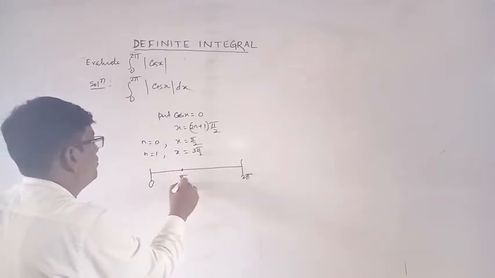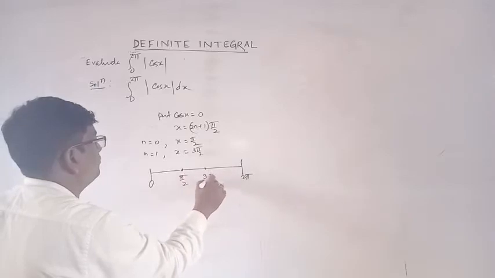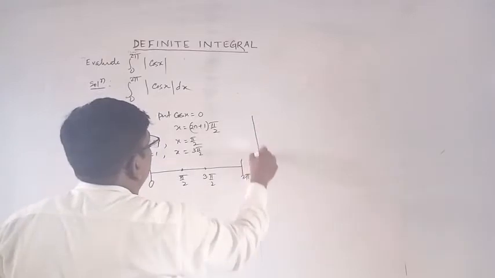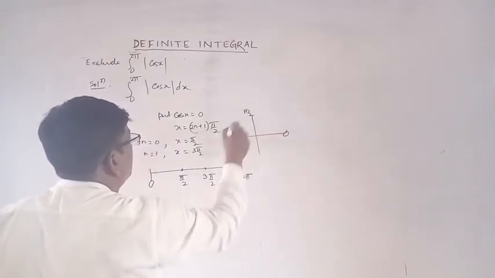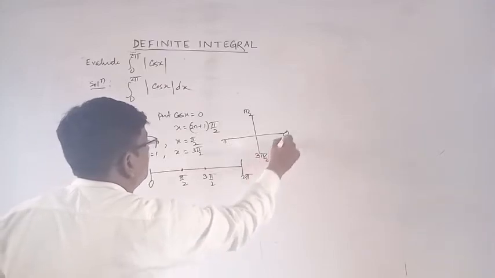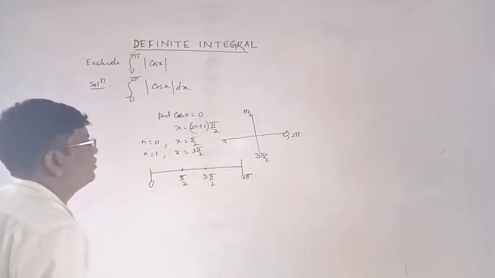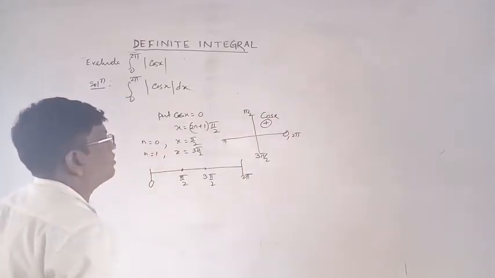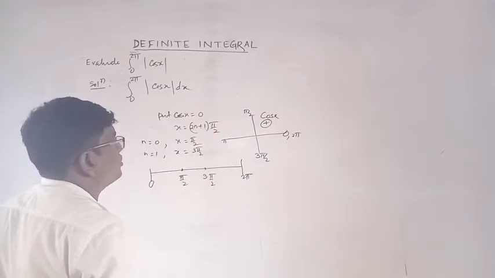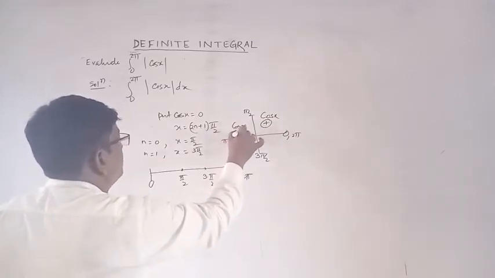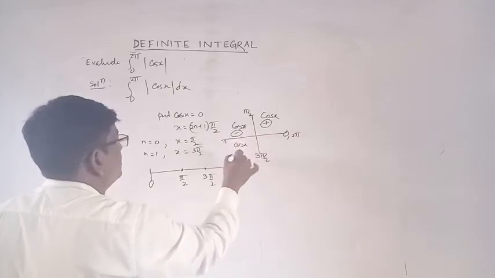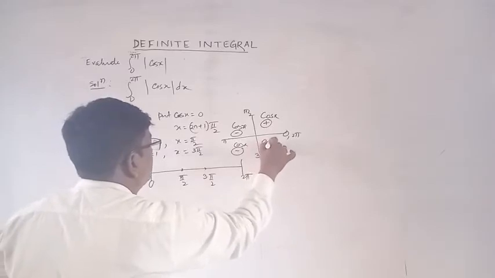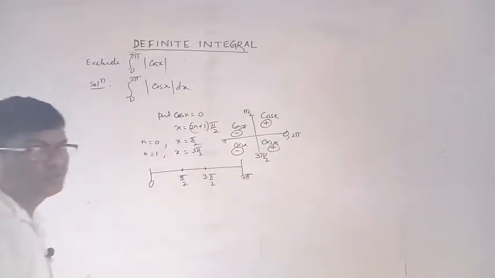This is pi by 2, and this is 3 pi by 2. Now according to the AST rule, this is 0, this is pi by 2, this is pi, this is 3 pi by 2, and this is 2 pi. Clear? So cos x is positive here, cos x is negative here and here, and cos x is positive here. This is the AST rule.